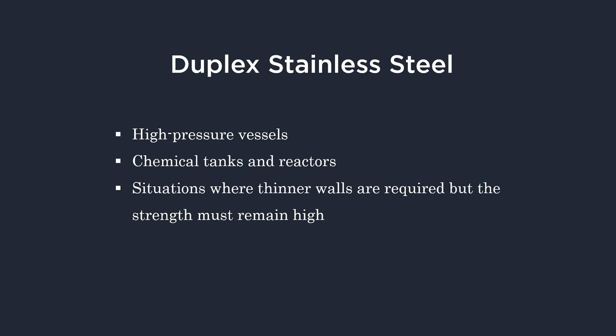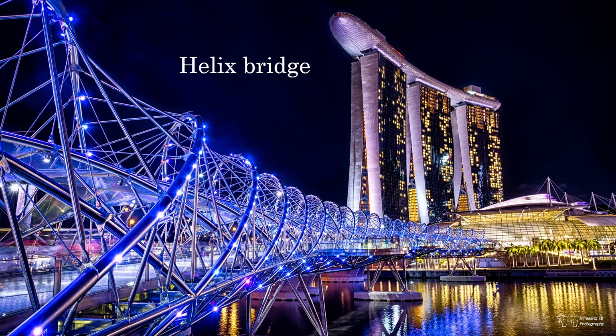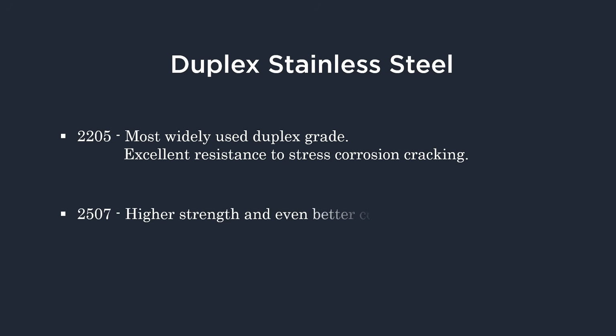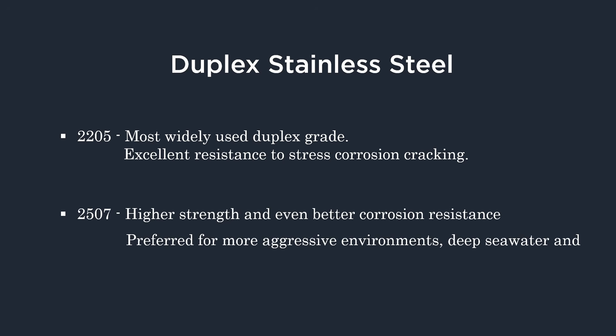One famous example is Helix Bridge in Singapore, which is built using duplex stainless steel. Now the popular grades are 2205, the most widely used duplex grade, with excellent resistance to stress corrosion cracking. Then 2507, with higher strength and even better corrosion resistance, preferred for more aggressive environments, deep seawater, and heavy chemical exposure.